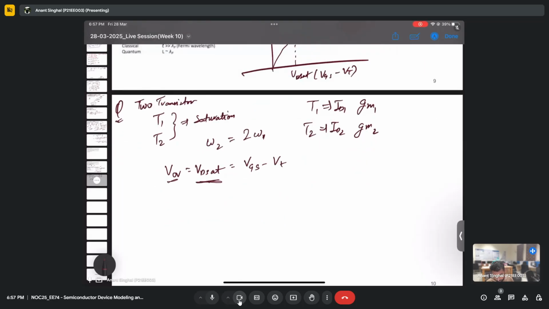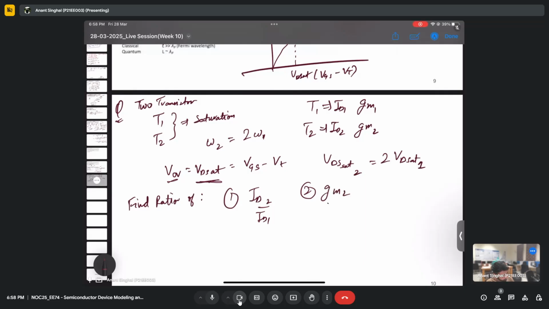It says that the VDsat for the second transistor is twice that of the first transistor. You need to find the ratios: first ID2 by ID1, and second GM2 by GM1. This is a pretty easy question. Does the problem make sense, or do you have any doubt? Just try it out if you can, otherwise I'll solve it in two or three minutes.